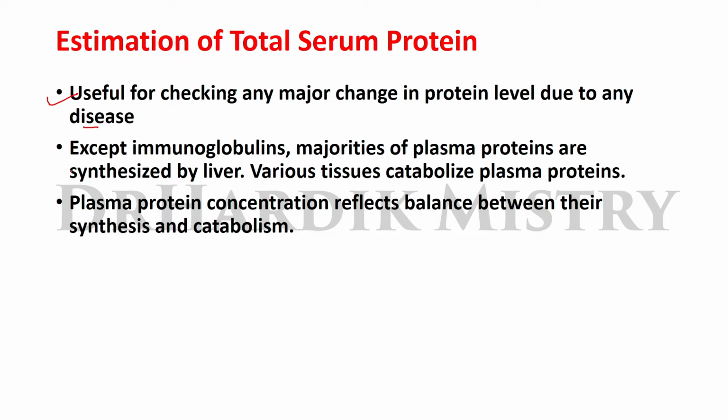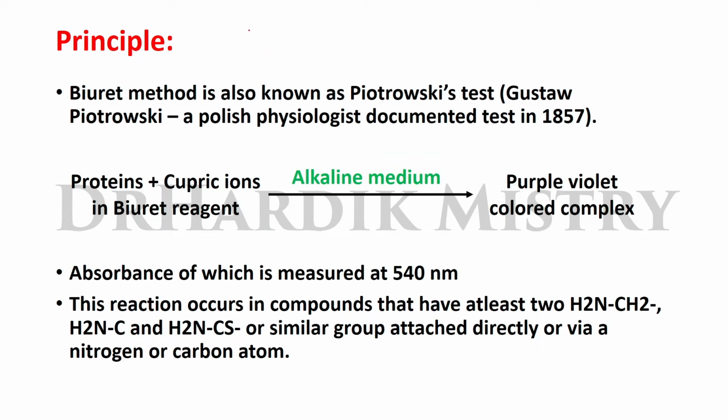Except immunoglobulins, the majority of plasma proteins are synthesized by the liver. Various tissues catabolize plasma proteins. Estimation of total serum protein is an important test because it reflects the concentration of plasma protein between their synthesis and catabolism. What is the principle of this method?